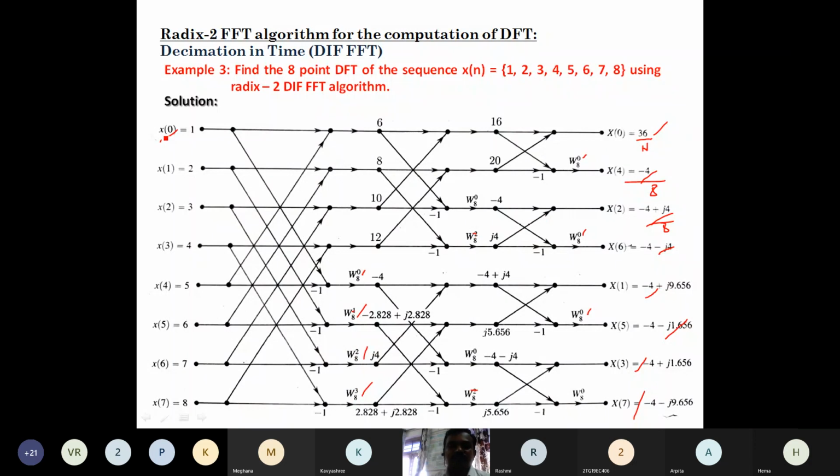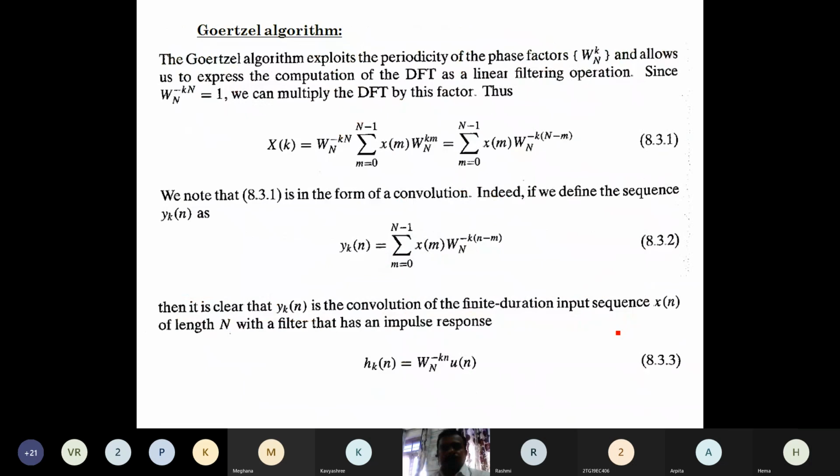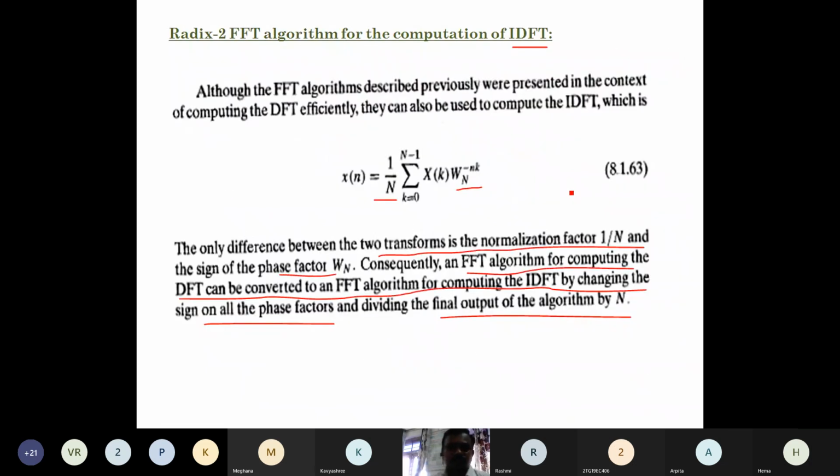The inputs are x of k and outputs are x of n. It may be DIT or it may be DIF. Okay. That is the thing. So this ends your Radix 2 FFT algorithm for computation of DFT and IDFT.